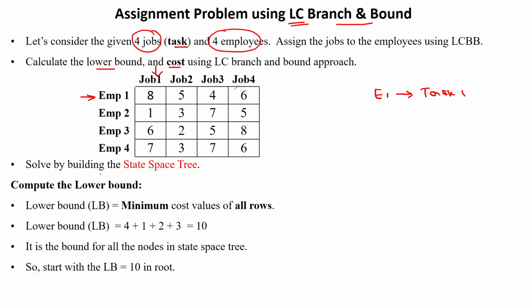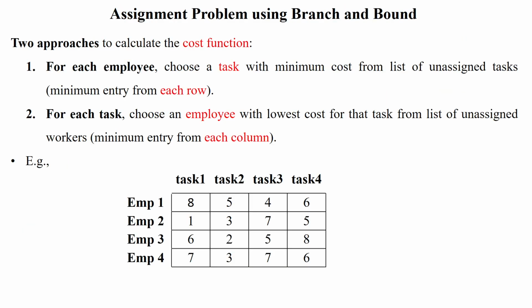Here the least cost branch and bound method uses a state space tree to reach the goal state by minimizing the cost. Two approaches are available in calculating the cost function. One is we can assign the task for each and every employee with the minimum cost from the list of unassigned tasks, row by row. Otherwise, for each task you can assign the employee.